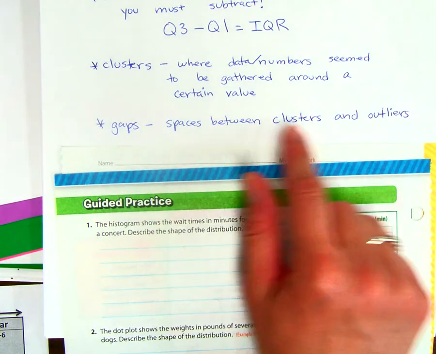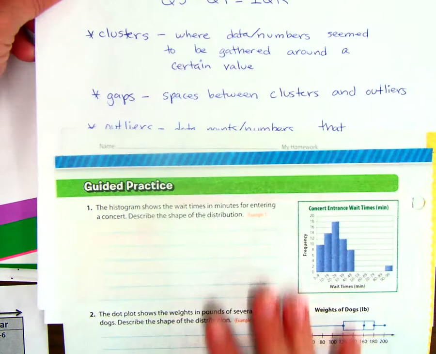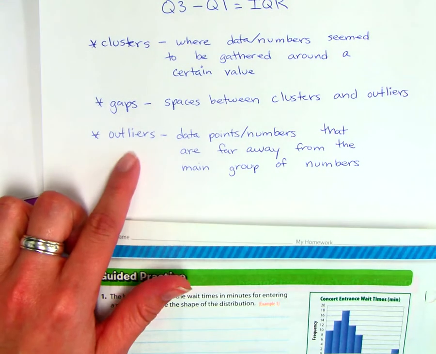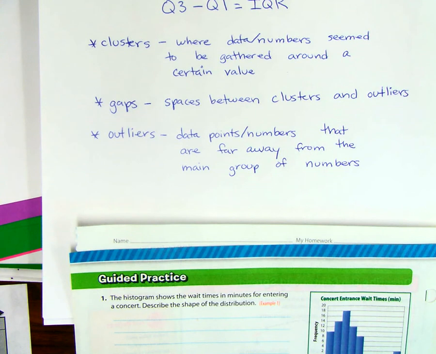Gaps are those spaces between clusters and outliers. That's where there's nothing happening. There's a space between what's happening in the actual numbers themselves. We'll look at an example here in a minute. And the last word we want to look at is outliers. This is where your data points or numbers are very far away from everything else. Now, sometimes you'll have outliers and sometimes you won't.